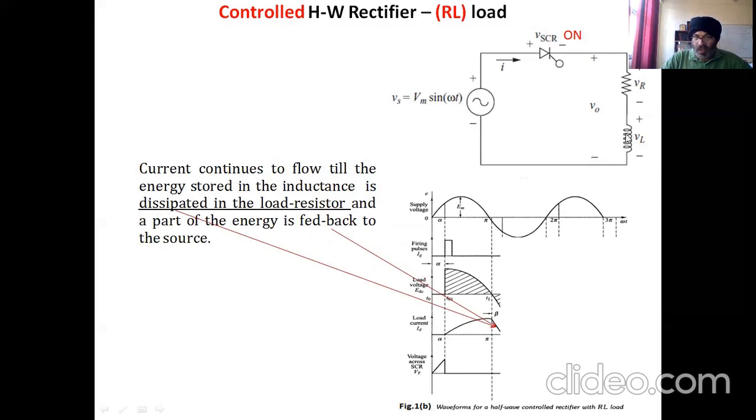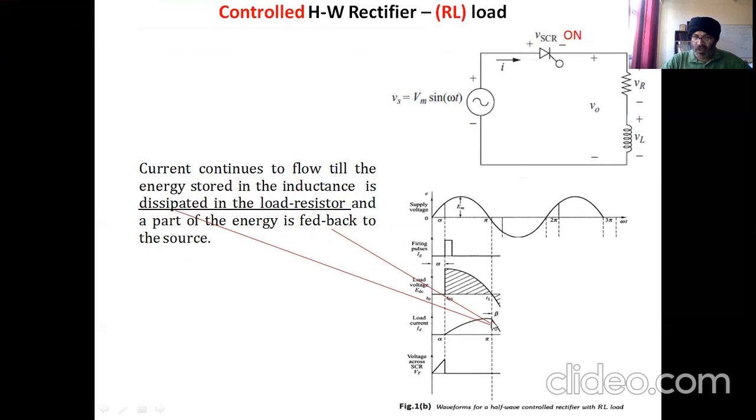Now this inductor, which was energized during the positive half cycle, reverses its polarity in the negative half cycle, and now the current starts to flow in this direction, and this thyristor keeps conducting. So whatever energy was stored in the inductor during the positive half cycle, now it starts to de-energize because it is releasing the energy through flowing the current over here.